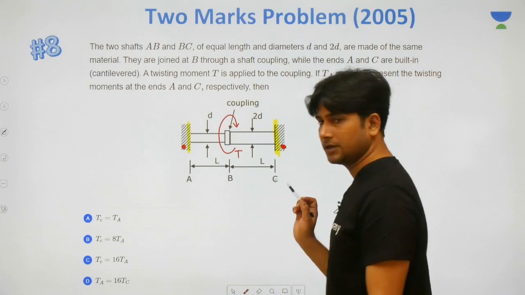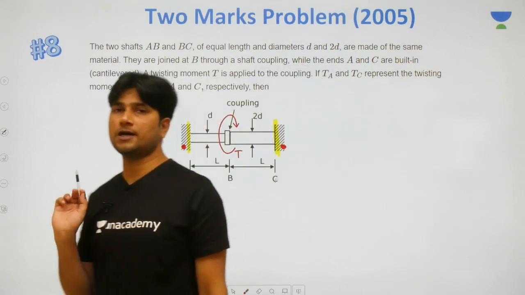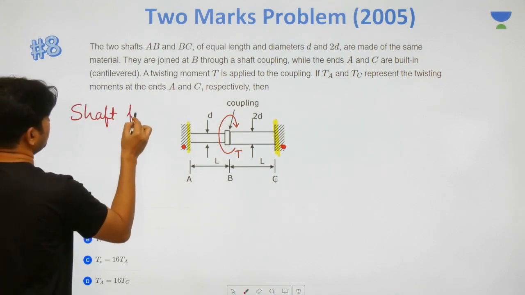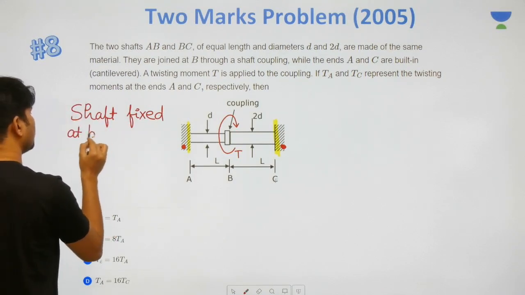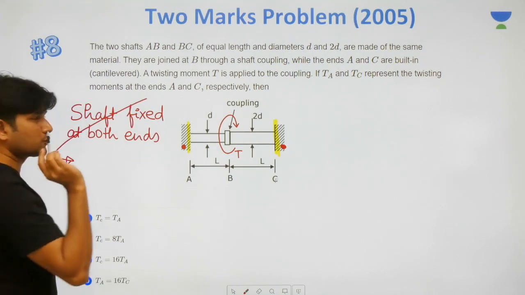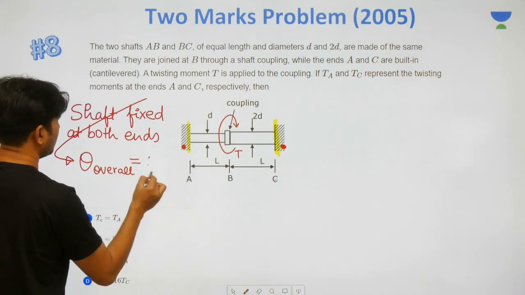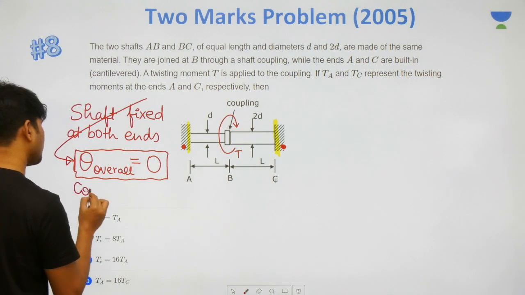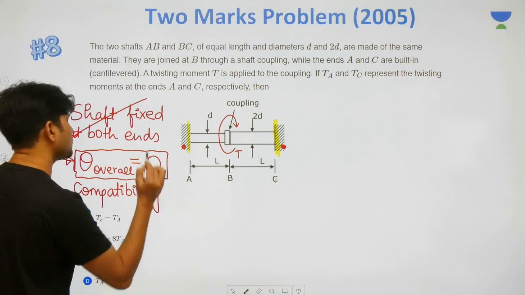So how do you get it? Do remember, whenever you have a shaft fixed at both the ends, please remember just one simple condition: that theta overall must be equal to zero. Apart from the equilibrium condition, please remember this compatibility condition, that theta overall must be equal to zero.